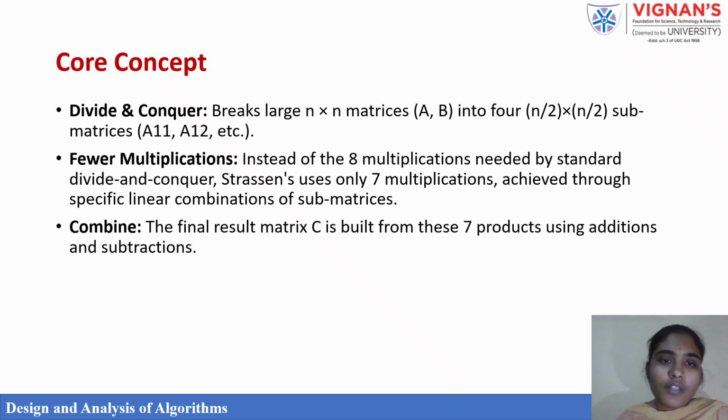It follows three concepts. The first one is divide and conquer approach. In this method, the large matrices A and B of size n by n are divided into four smaller submatrices of size n by 2 by n by 2. The next important idea is reducing the number of multiplications. In standard divide and conquer method, multiplying these submatrices requires 8 multiplication operations. However, Strassen shows that same result can be obtained using only 7 multiplications. Finally, the combined step. The results of these 7 multiplications are carefully added and subtracted to construct the final result matrix C. By repeatedly applying these steps recursively, Strassen's algorithm achieves better performance for large matrix sizes.